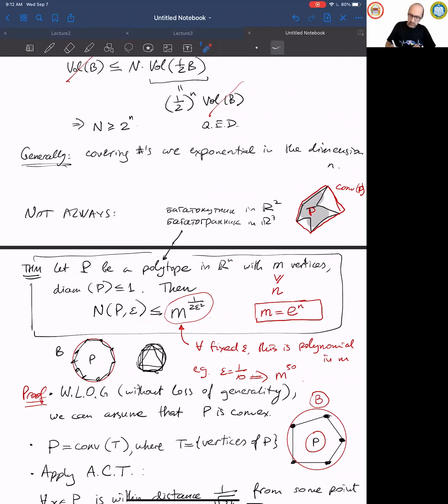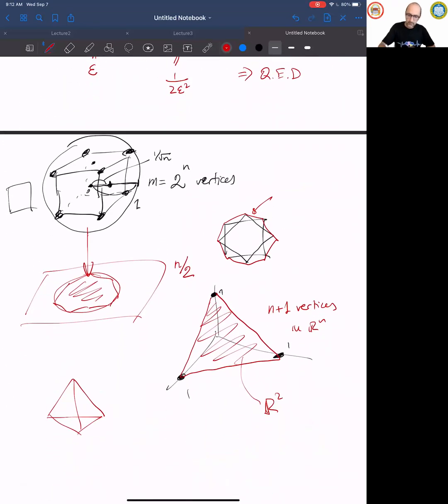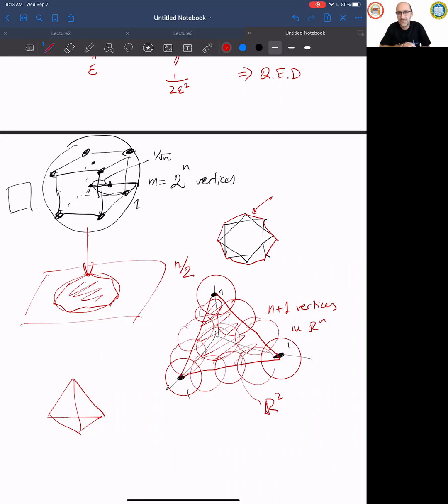Here m equals n+1, and therefore the simplex has a very, very small, polynomial covering number, which is surprising too. I don't know what to think about it. Of course I can cover n vertices, but how do you fill the spaces between them, and why are only a few balls needed to do that? I don't know, other than from this theorem.